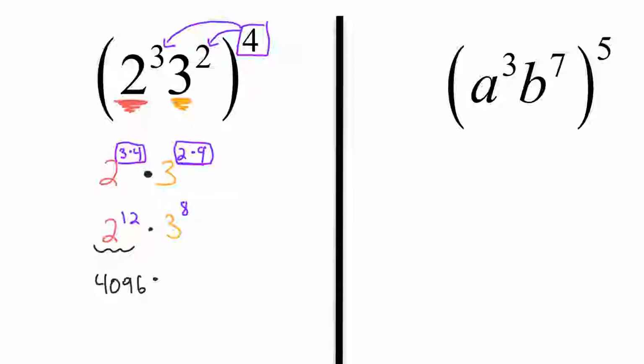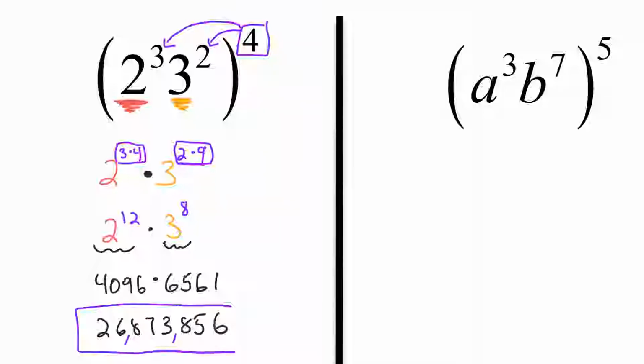And I'm going to multiply by 3 to the 8th power. And that is 6,561. And finally, you guys multiply those two numbers. And we do get a huge number. And I'm just going to write down the number 2687386. I'm going to put some commas so we know what the number is. So here's a comma, here's a comma. So 26,873,856. So that's when you guys simplify this expression.